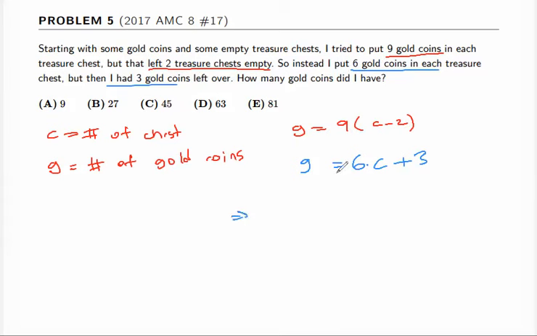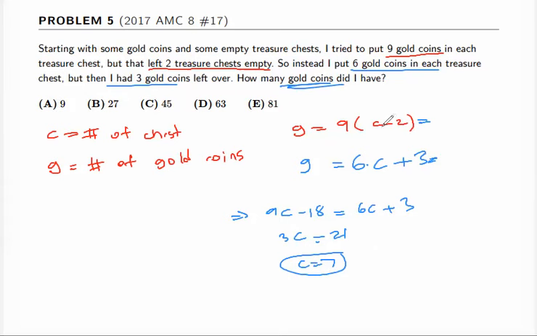So since both sides are equal to G, the right sides should be equal. If you multiply 9 by those, you get 9C minus 18 equals 6C plus 3. Subtract 6C from both sides, that's 3C. Add 18 to both sides, that's 21. So C is going to be 7. Again, this 7 is not one of the choices. If there was a choice like 7, you have to be careful, because that's not what they are looking for. The number of coins is what we are looking for. So you can plug it right here or right there. C is 7, so that will be 5 times 9, which is 45. Or C is 7, that's 42 plus 3, that's also 45, which has to be, otherwise there is something wrong.